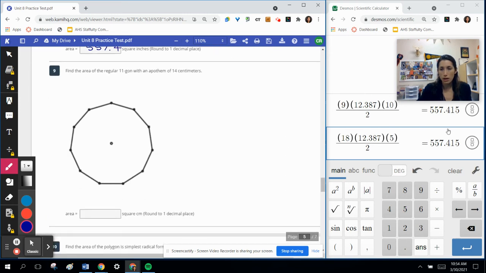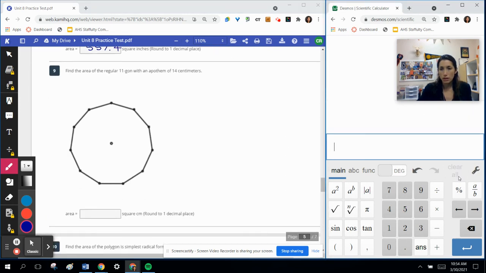Question 9, we've got an apothem length here, and we've got our regular 11-gon. Notice as we start increasing the number of sides of our shape, it starts to look more and more and more like a circle. So we are going to draw the little half triangle inside of this shape. This little half triangle here.